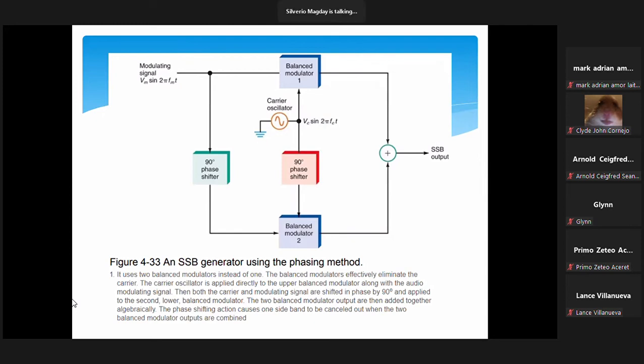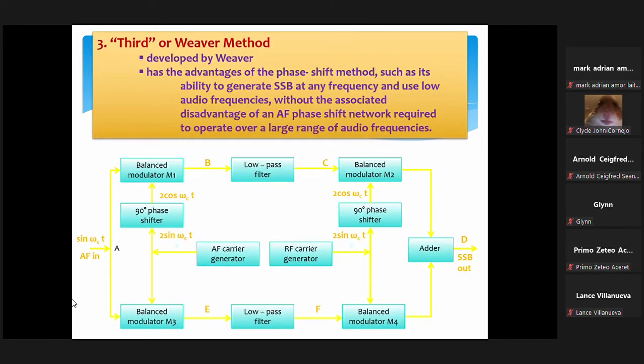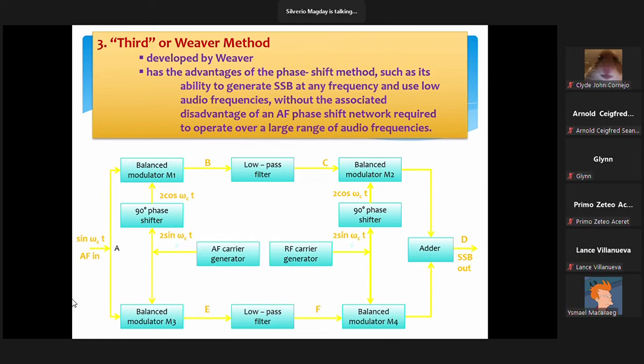And same lang din yung discussion dito from dun sa block diagram. Third is yung Weaver method developed by Weaver. Ito has the advantage of the phase shift method, such as its ability to generate a single sideband at a frequency and use low audio frequencies without yung associated disadvantages ng AF phase shift network to operate over large range ng audio frequencies.